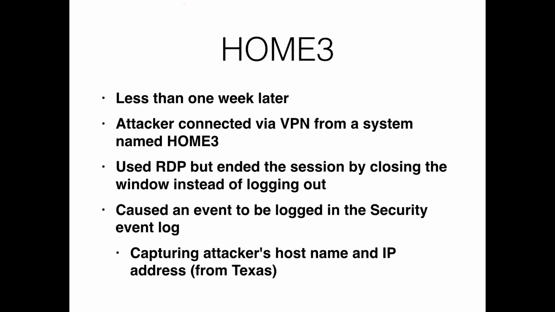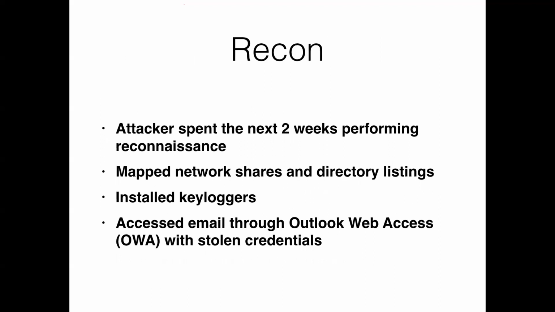So then less than a week later, they come in again, use RDP, and this time they made a mistake. Instead of ending the session properly, they just closed the window, which left a hanging session, and that created an event in the security log, which was eventually found. So they actually got the attacker's IP address in Texas. Then they spent 2 weeks doing recon, found installed keyloggers, compromised the Outlook web access server so they could read email, which, by the way, is very common.